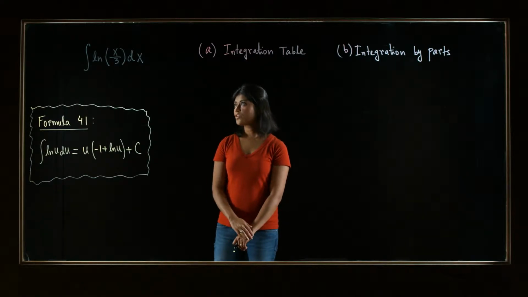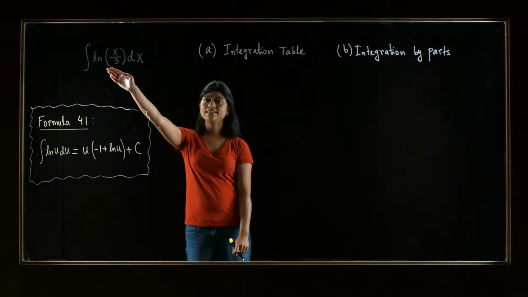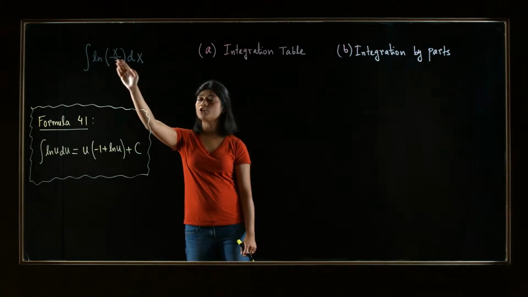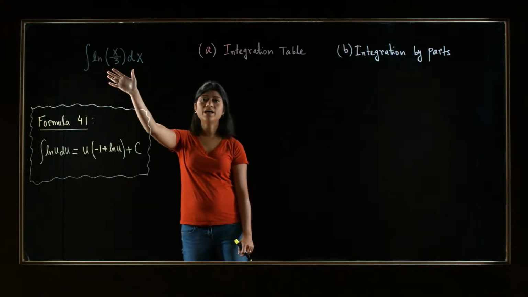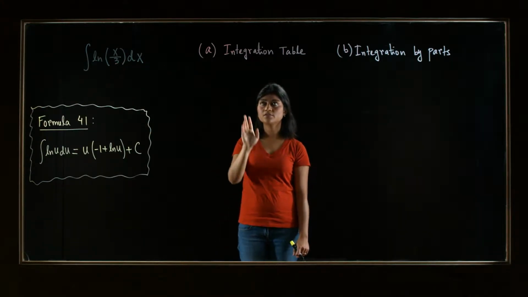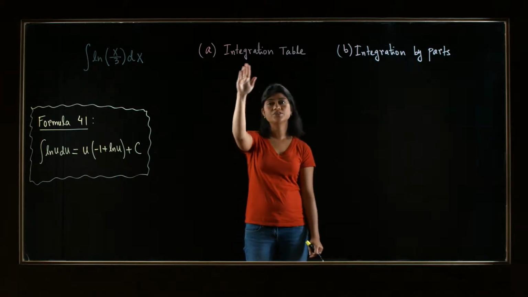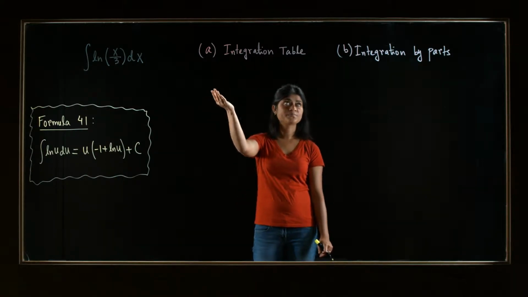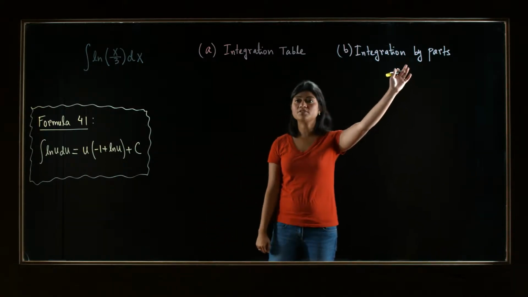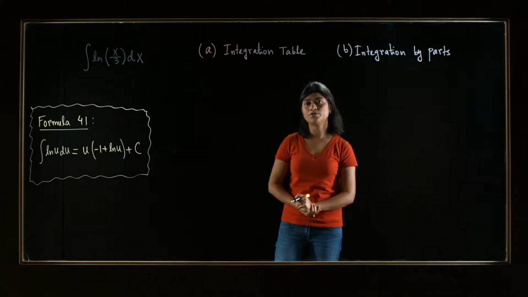In this problem, we have to evaluate this indefinite integral, natural log of x over 3. And we have to evaluate it two different ways. First, we have to use the integration table in Appendix C. And then second, we have to solve this problem using integration by parts.